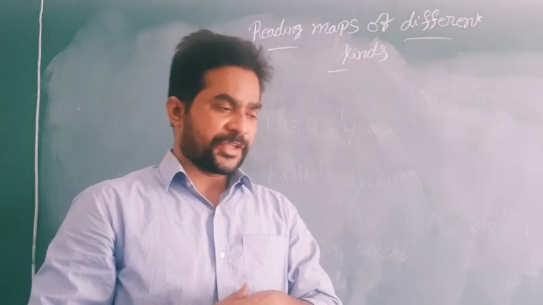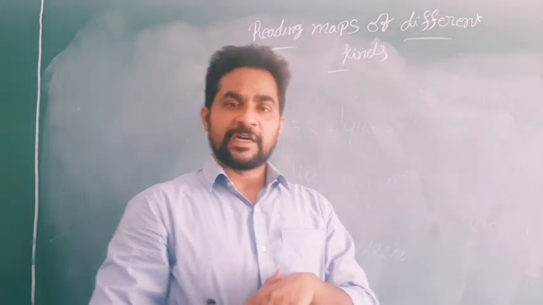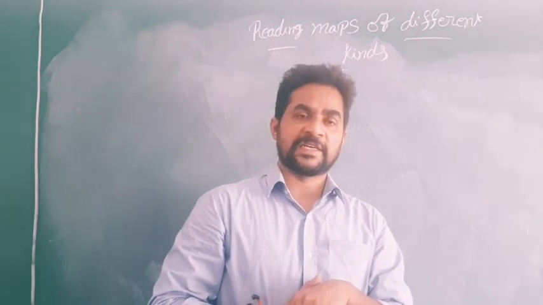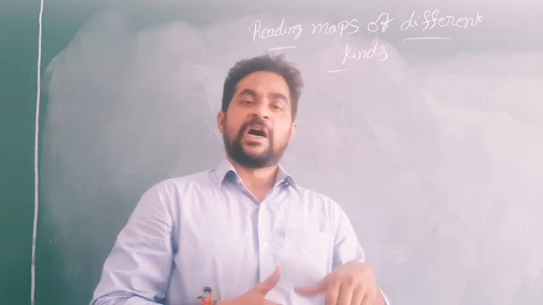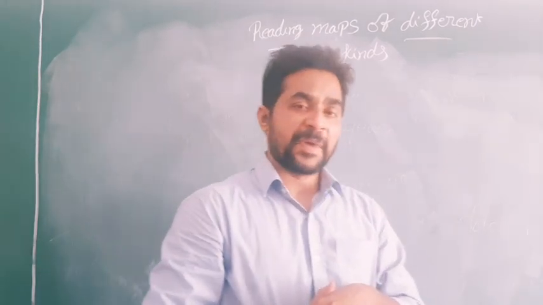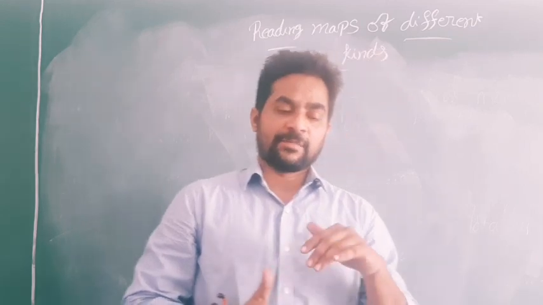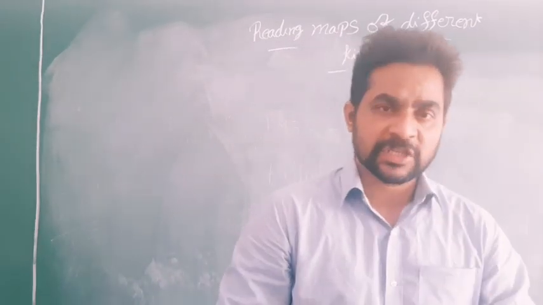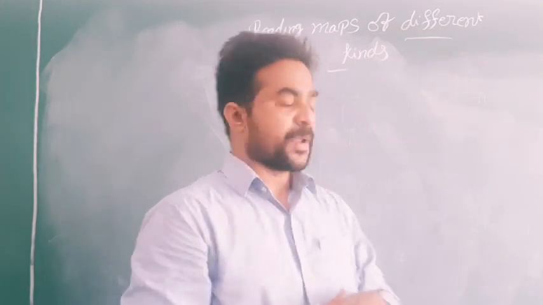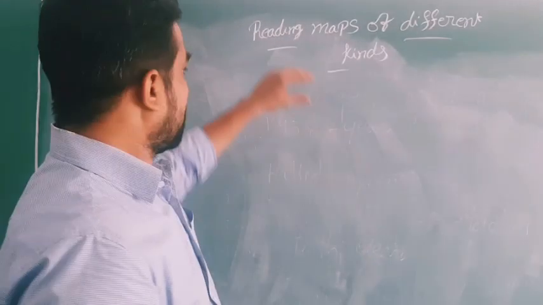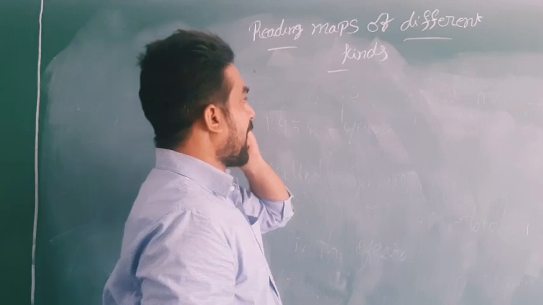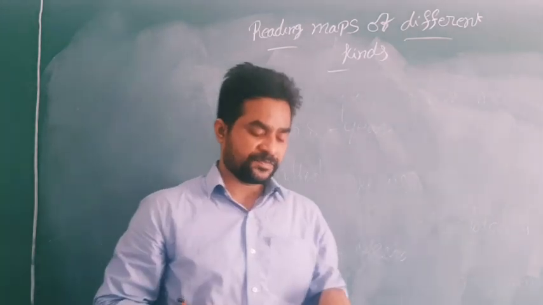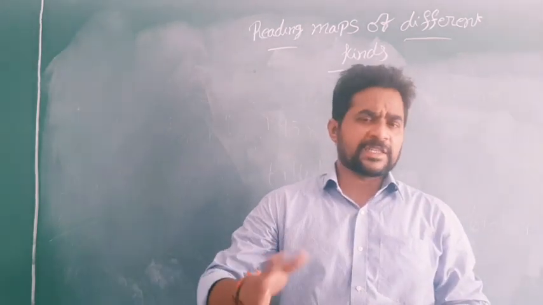And one more thing you learned is what are the symbols. They are called conventional symbols, and you also know about making a route map from one place to another place. So today I am going to start a different concept based upon a map. The concept is reading maps of different kinds. So what is this concept?